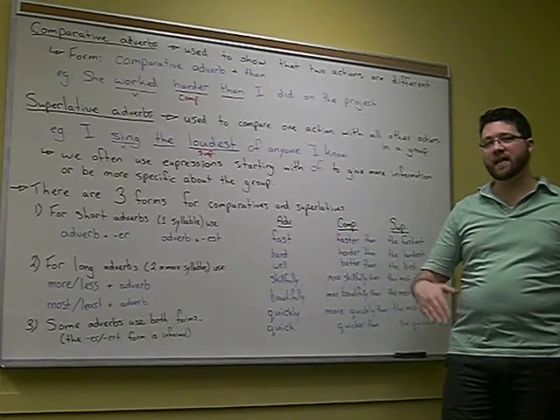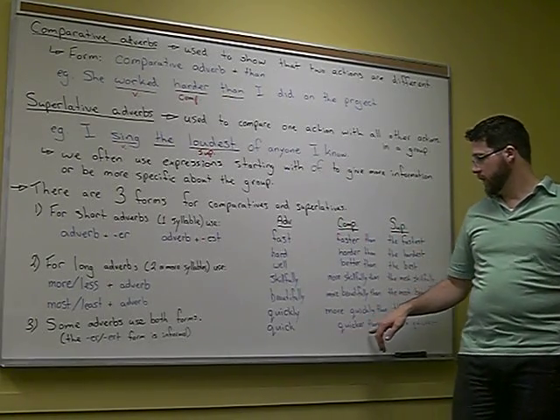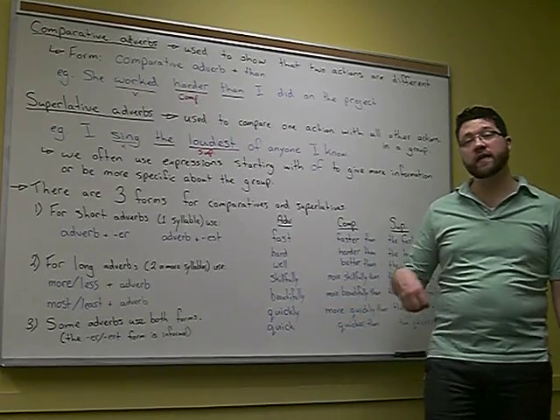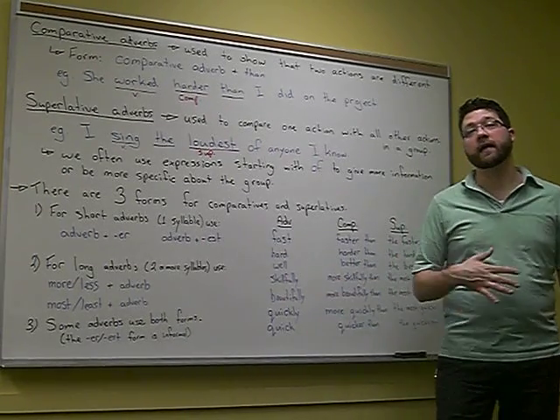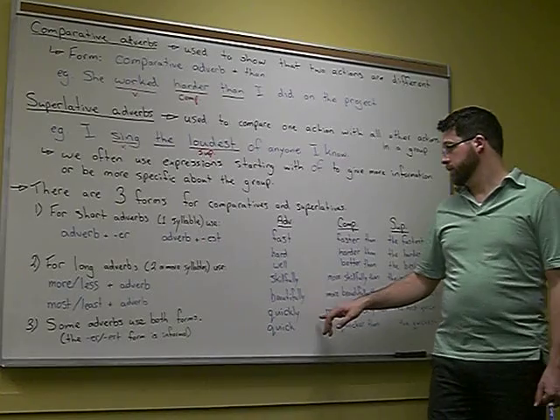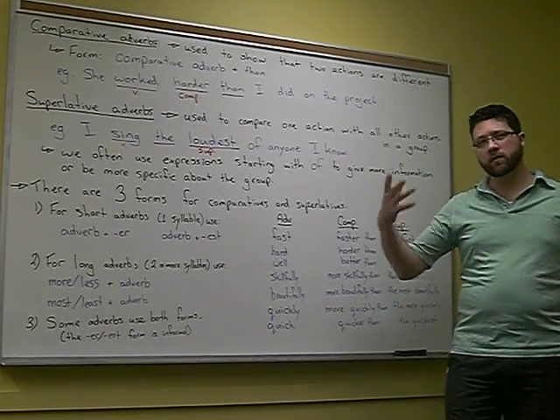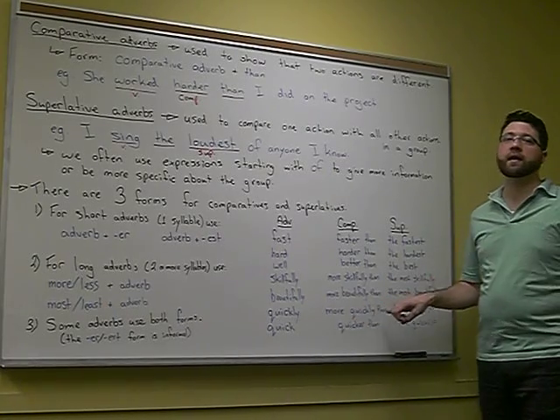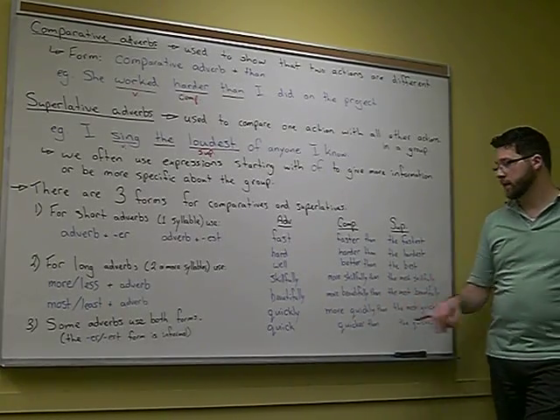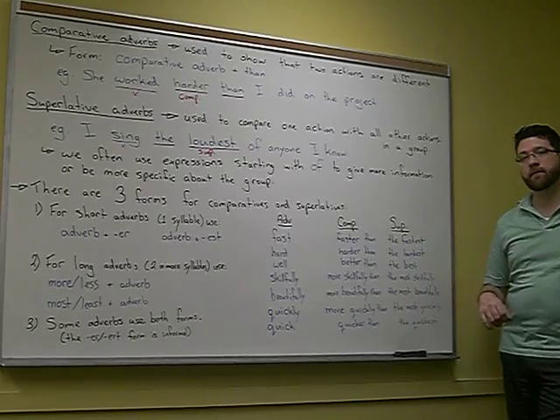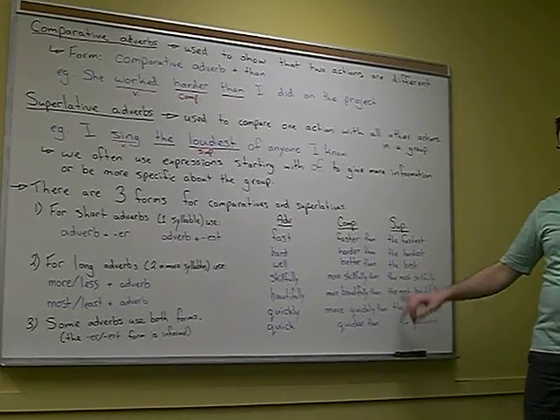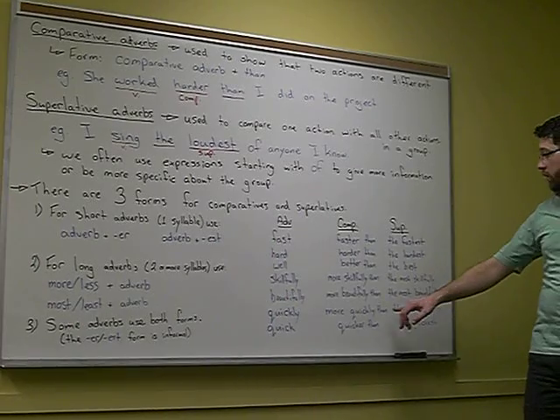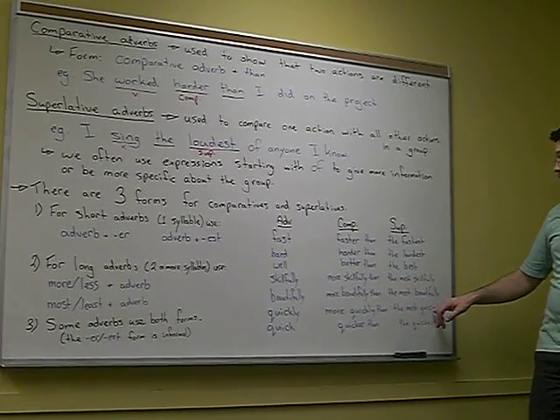If we are being less formal, we'll say quicker than. She answered quicker than I did. But if we're writing, if we want to be a little more formal, we say she answered more quickly than I did. So we use this more quickly than. And the same for our superlatives. We can say the quickest or the most quickly.